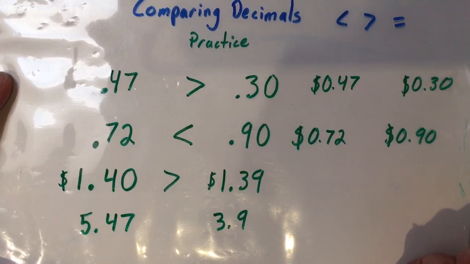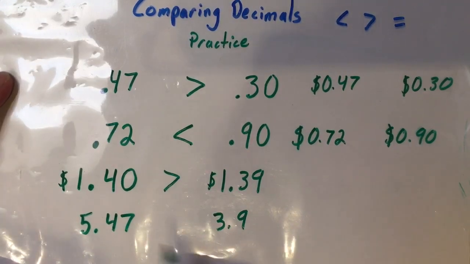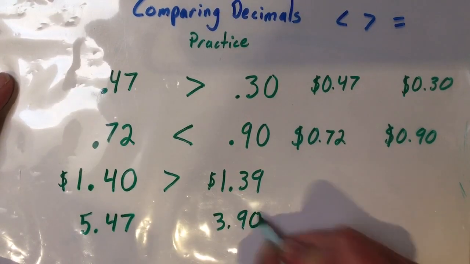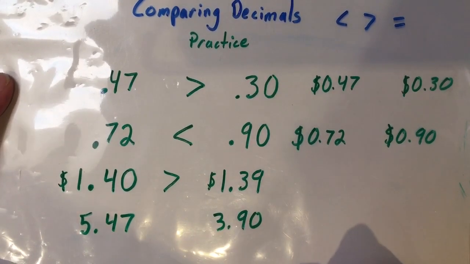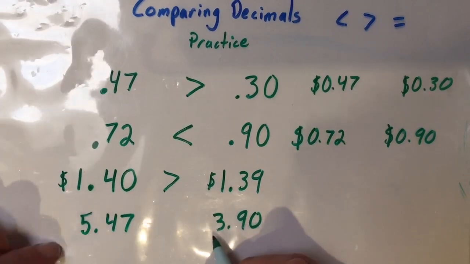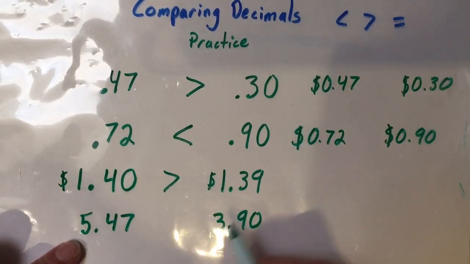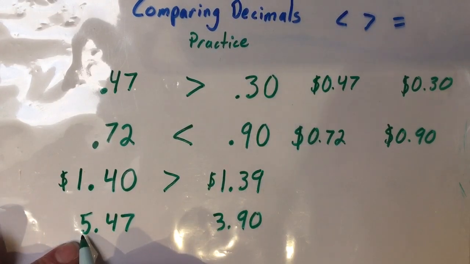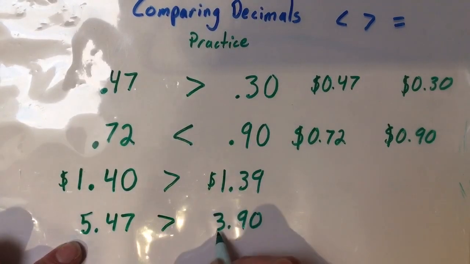I think if I didn't really think about these numbers, I might have thought, oh, she's doing that thing again where there's 47 here, and if I add my 0, that makes 90. That's bigger. But I tried to trick you by actually changing up my whole number. This is 5. This is 3. I have 5 whole ones. Here I have 3 whole ones. I didn't even have to worry about the decimal because 5 is greater than 3.